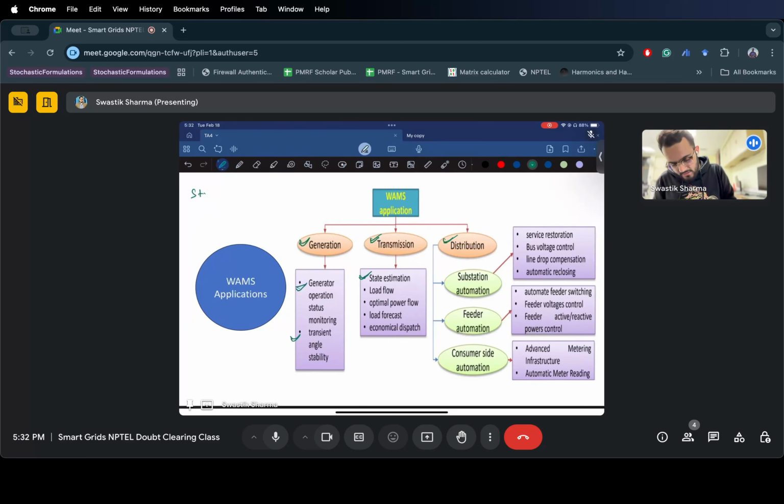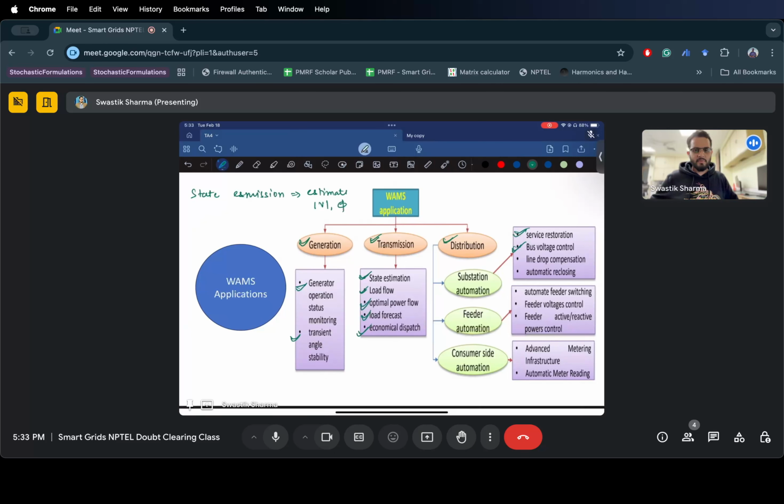Then you can use this at the transmission side for state estimation. State estimation is nothing but estimating the magnitude of V and phase angles at different buses. If you know your voltage magnitude and phase angle at different buses, all other quantities can be derived, and that is why these two quantities are collectively called the states of the system. You can also use this as part of your load flow and optimal power flow. If you have PMUs, you can store data and use it to forecast and also to do economic load dispatch. At the distribution side, you can use it for restoration and bus voltage control.